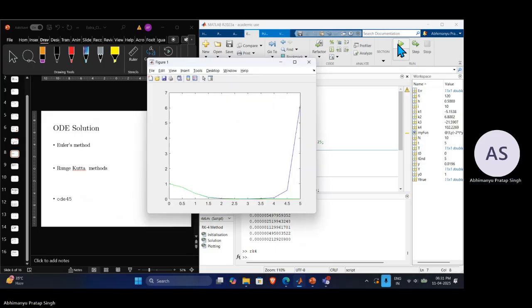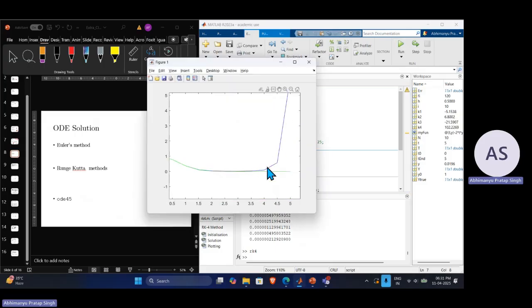0.5. So after a certain time, this explicit RK4 method also becomes unbounded, right? So we need to check for that also. It's not becoming unbounded.